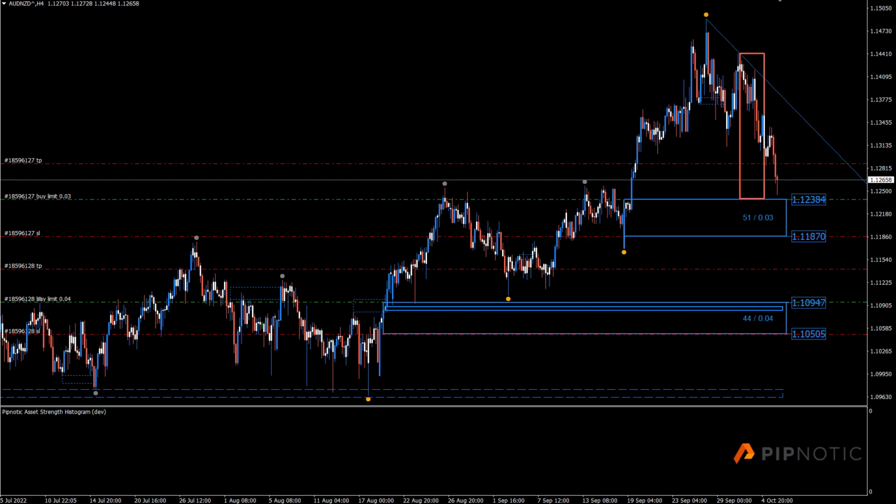So here we have this beautiful low. We came right to it, as you can see here, and price hasn't really figured out what it's going to do, but I'd like price to poke down into there.